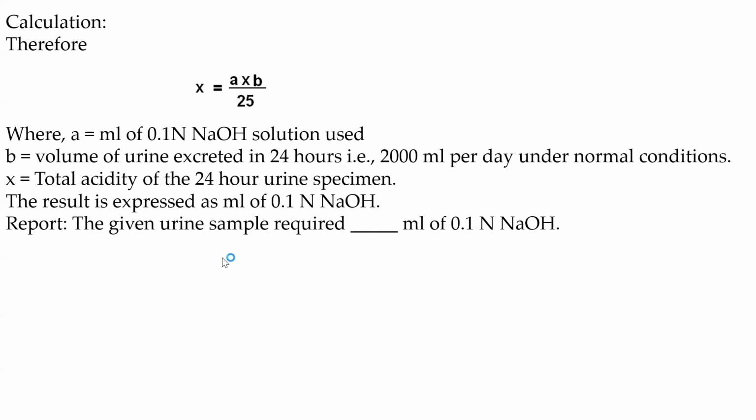But in this case, I think the volume of urine excreted in 24 hours is 2000 ml per day under normal conditions. That is what you are going to use. And then X is the total acidity. But I will advise you to just use the volume of urine you use, which is 25 ml in the conical flask.